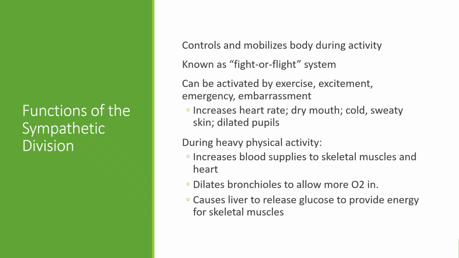During heavy exercise, you also activate your sympathetic division. This increases the blood supply to the skeletal muscles and the heart. It dilates the bronchioles to allow more oxygen in so you can get more air and more oxygen to your muscles. And it causes the liver to release glucose to provide the energy that your skeletal muscles need.